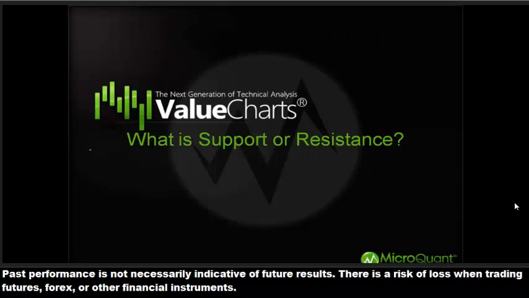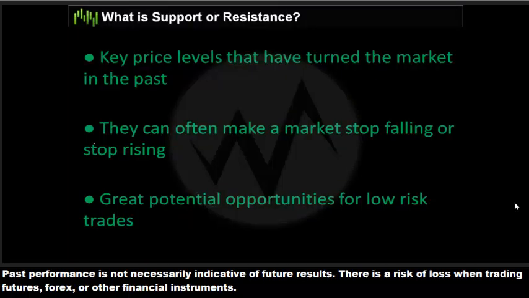Now, what is support and resistance? Support and resistance are price levels where a market has had a very tough time breaking through, or that have turned the market in the past. And you'll see them all the time when you're looking at a chart. It's purely technical analysis. You look at a price level, a market will hit it and then bounce off it and move a significant distance in the opposite direction. They can oftentimes make a market stop falling or stop rising.